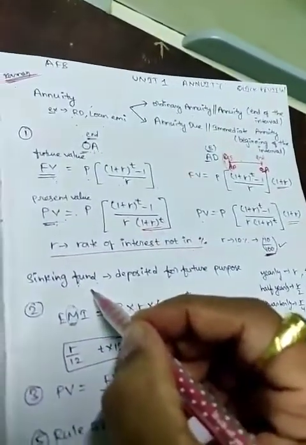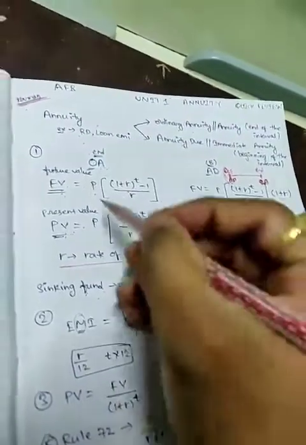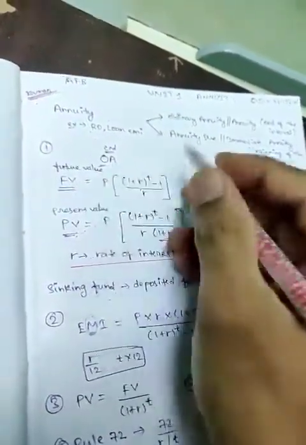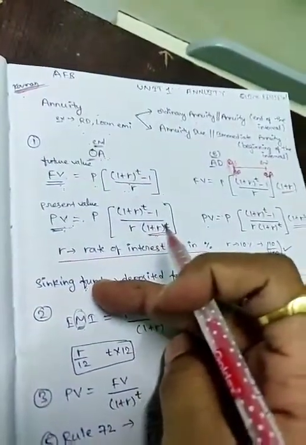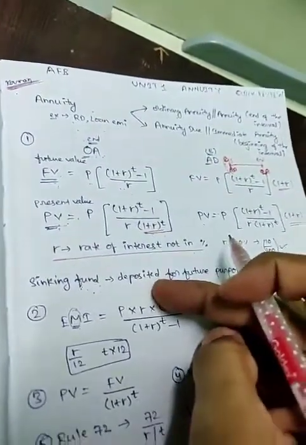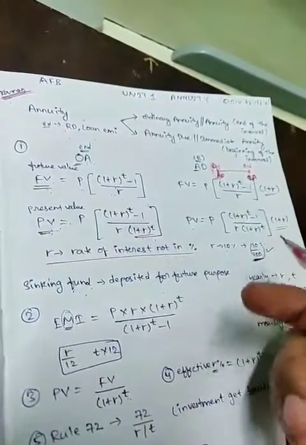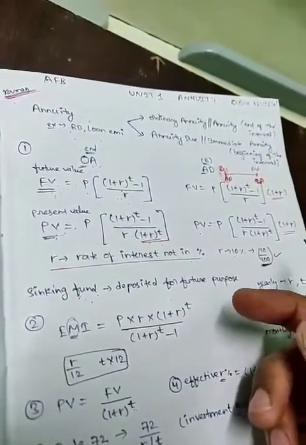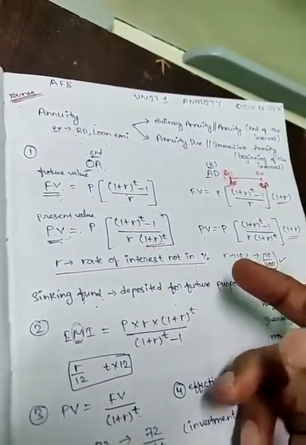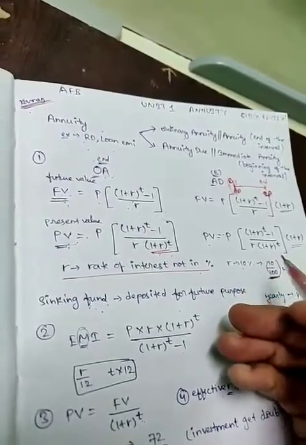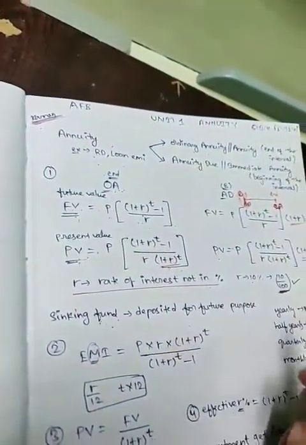Here is one more term, sinking fund. If we see it in the question, we use the ordinary annuity future value formula. So what is a sinking fund? Sinking fund means depositing for any future purpose, for example for a girl's marriage or for children's studies, etc. So we use this formula for sinking fund.